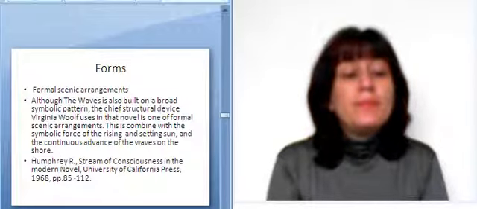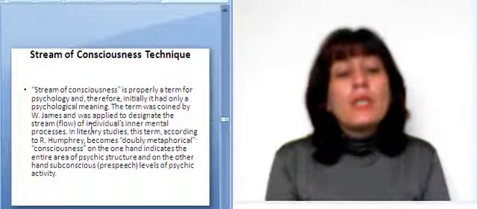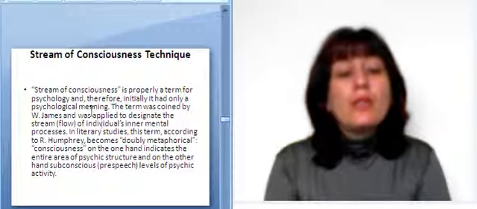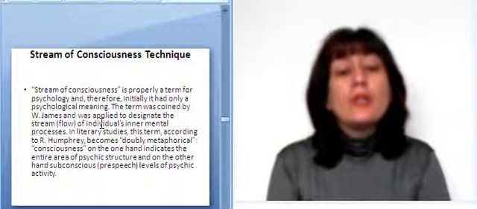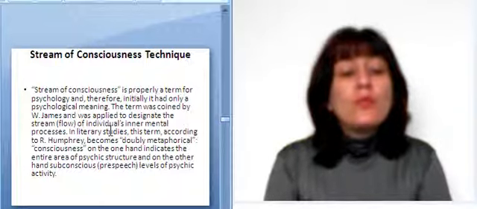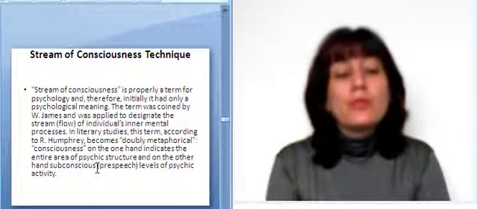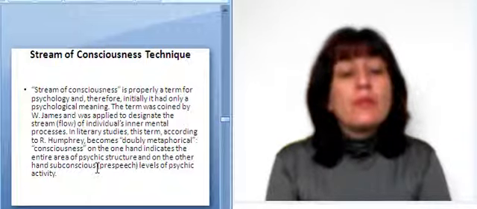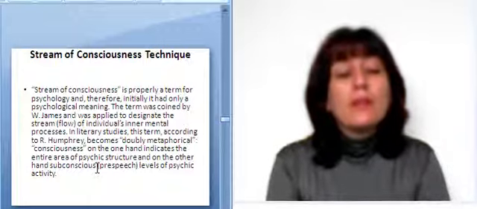And now about stream of consciousness technique. Stream of consciousness is properly a term for psychology, and therefore initially it had only a psychological meaning. The term was coined by William James and was applied to designate the stream, flow of individuals' inner mental processes. In literary studies, this term, according to Robert Humphrey, becomes doubly metaphorical. Consciousness, on the one hand, indicates the entire area of psychic structure, and on the other hand, subconscious, as Robert Humphrey calls them, pre-speech levels of psychic activity.